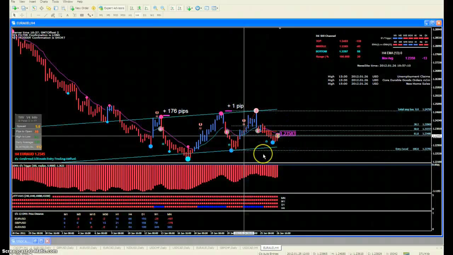So these are just small things that I use on a regular basis to keep track of what's happening with the price action and make ultimate decisions as far as getting out of a trade early or whatever the case may be.